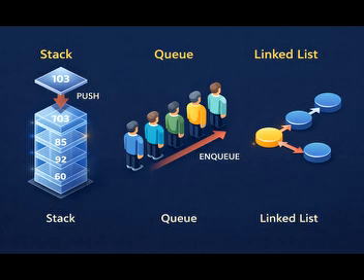Third, queues: first in, first out. Where are they used? Printing jobs, ticket lines, CPU task scheduling. Operations you can work with: enqueue and dequeue. What is a key rule? First item in is the first item out.